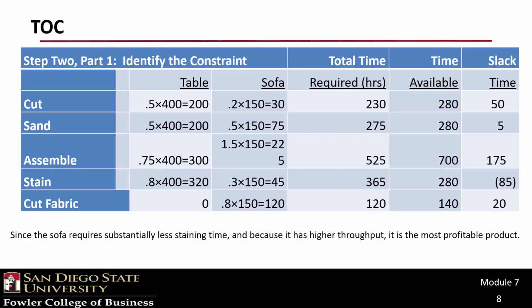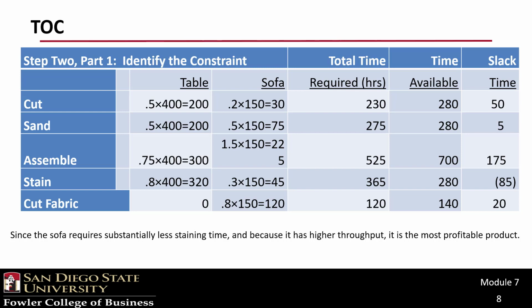Okay, so now I have some of this key data and I need to figure out where are my constraints, right? So how do I identify the constraints? Well, on a product by product basis, I determine how much required hours I have and how much available time I have. And then any other time is slack time.